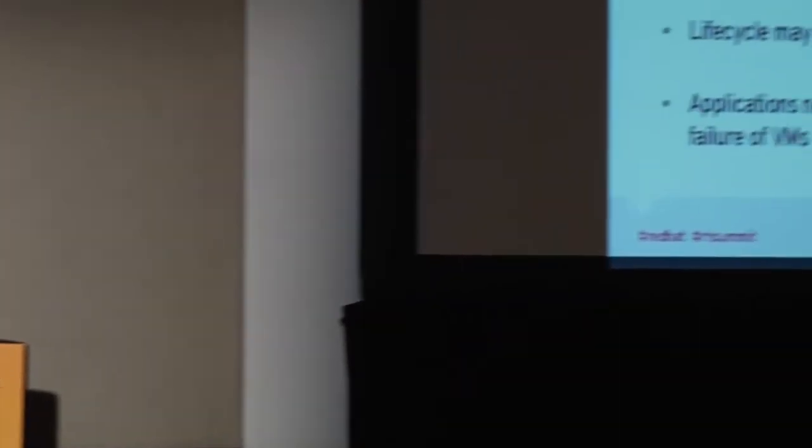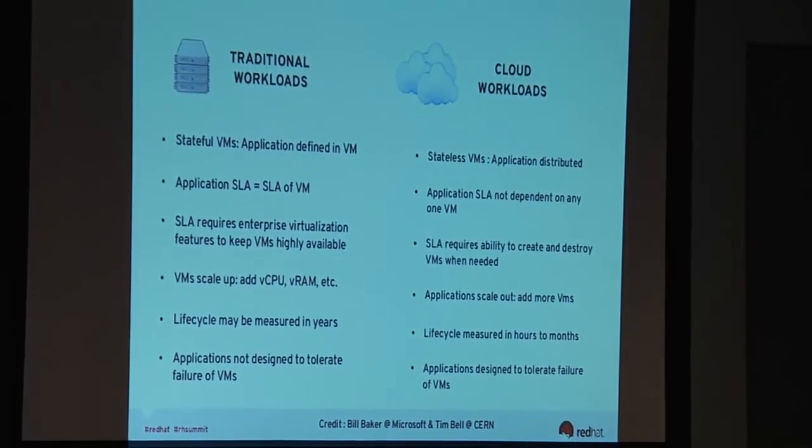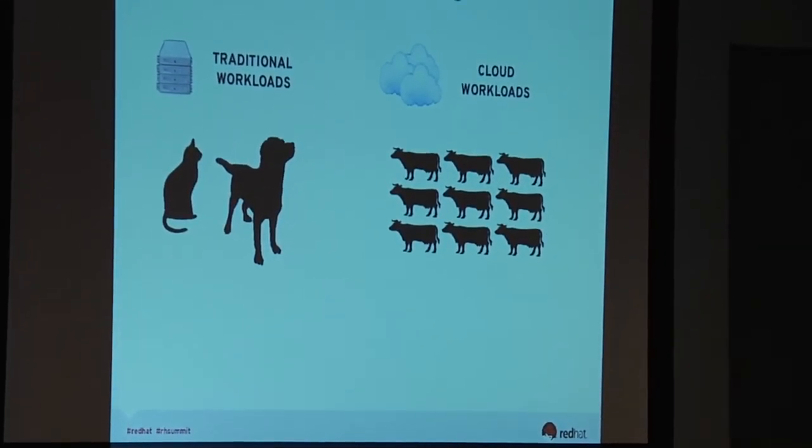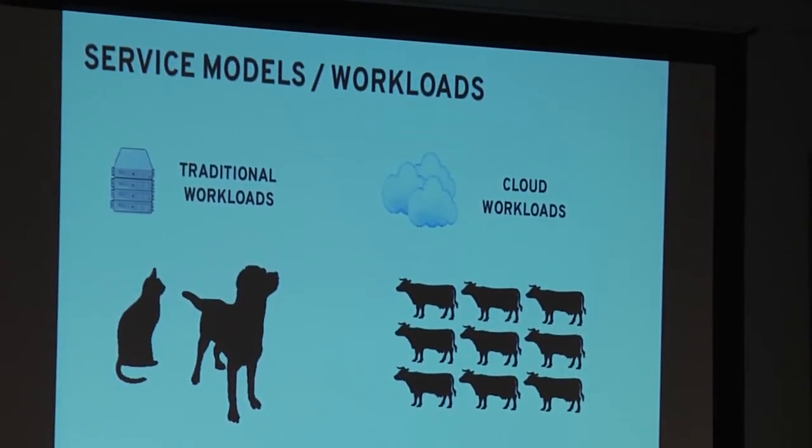Any of you heard of this analogy before, pets and cattle? So the credit depends who you talk to. Different people have taken credit for it. The best that we've got is either Bill Baker at Microsoft or Tim Bell at CERN. I'm inclined to think it's the guys at CERN rather than Microsoft, but I could be wrong. So, an analogy comparing pets and cattle with these two workload types.